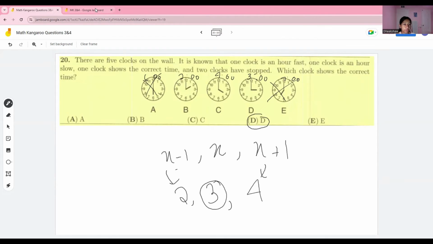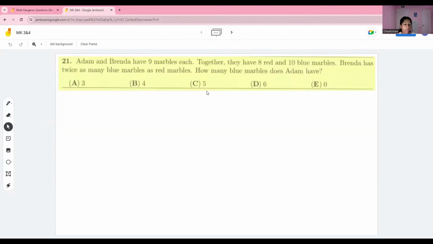Moving on, number 21. Okay, Adam and Brenda have 9 marbles each. Together, they have 8 red and 10 blue marbles. Brenda has twice as many blue marbles as red marbles. How many blue marbles does Adam have?